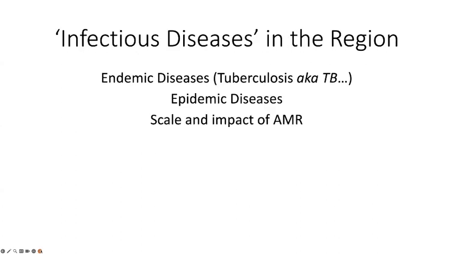So, for infectious diseases in the region, there are many, but you can really classify them into endemic diseases, which are here all the time. I'm using the example of tuberculosis, otherwise known as TB. Then we have to consider epidemic diseases, the ones that are more unstable, but have the potential to cause large outbreaks or even sometimes pandemics. But also to mention something about the scale and impact of AMR, or antimicrobial resistance.